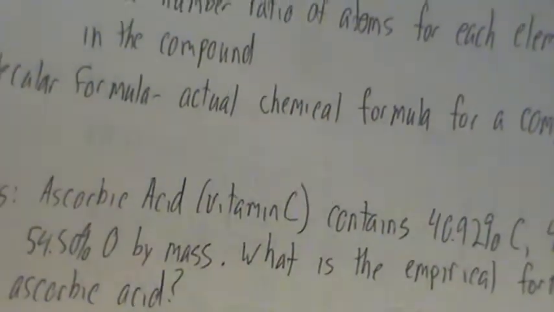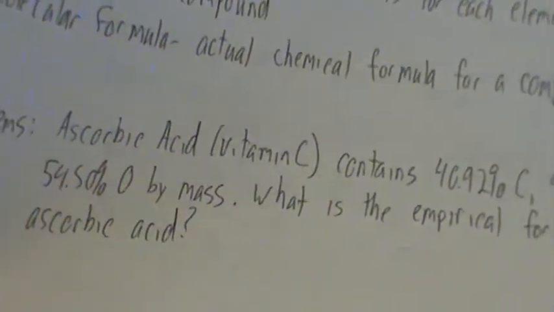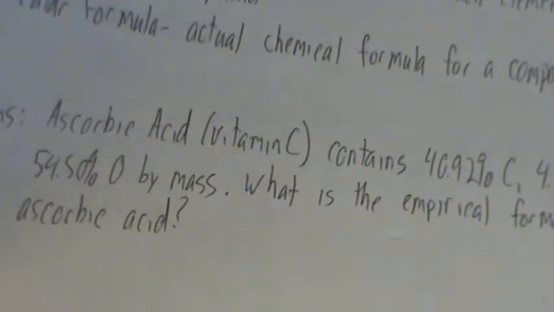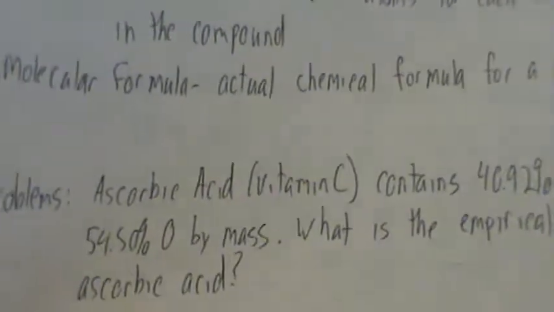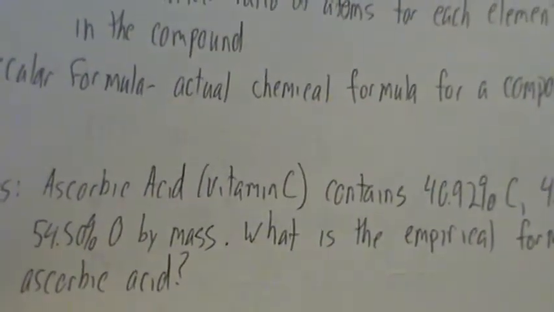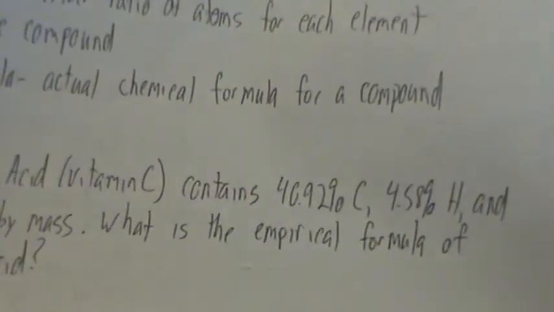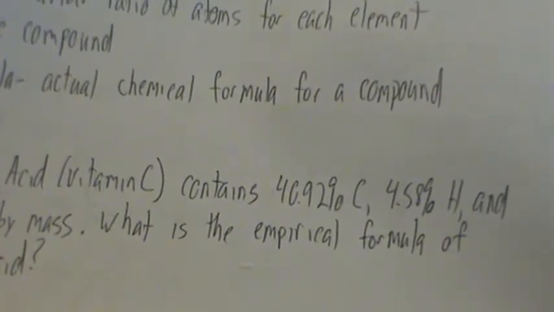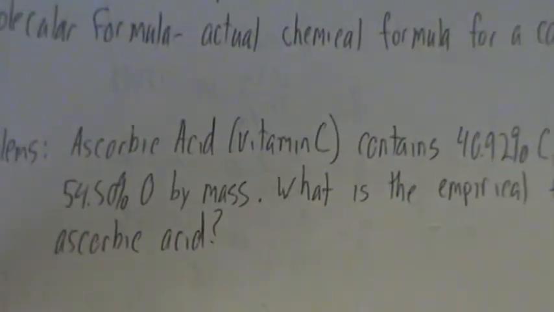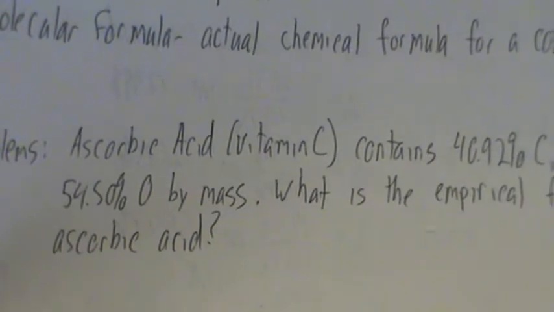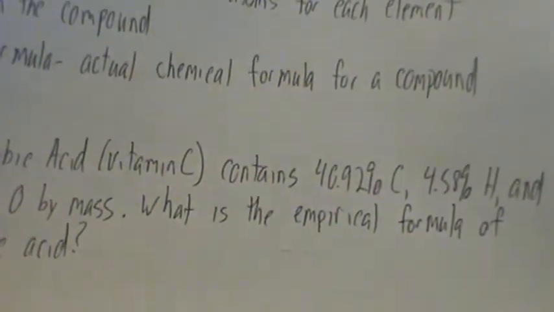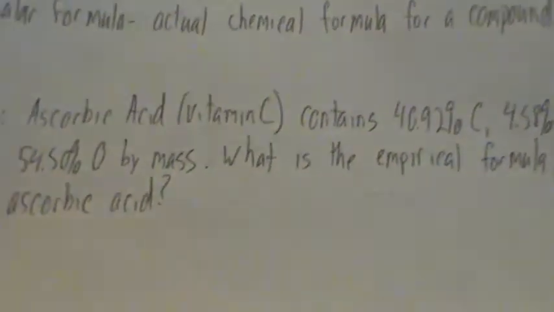And let's look at two examples of finding either just the empirical formula or the empirical and the molecular formula. So our first one, ascorbic acid, which is vitamin C, contains 40.92% carbon, 4.58% hydrogen, and 54.50% oxygen by mass. And then what we're going to do is we're going to find the empirical formula of ascorbic acid.